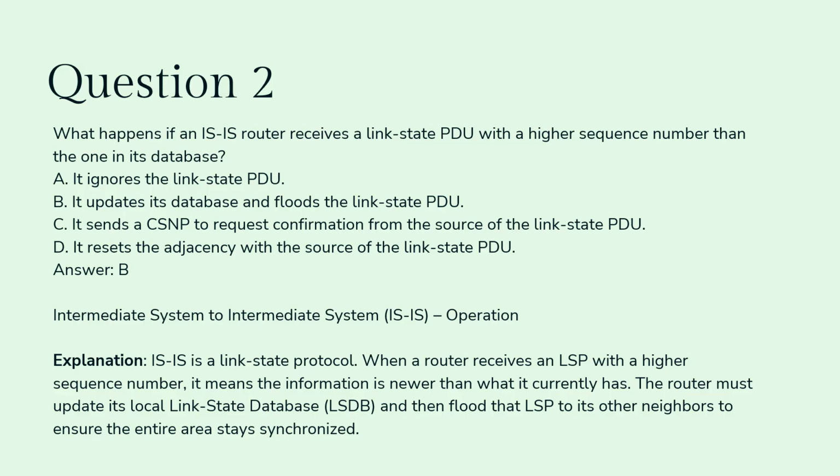Explanation: IS-IS is a link state protocol. When a router receives an LSP with a higher sequence number, it means the information is newer than what it currently has. The router must update its local link state database, LSDB, and then flood that LSP to its other neighbors to ensure the entire area stays synchronized.